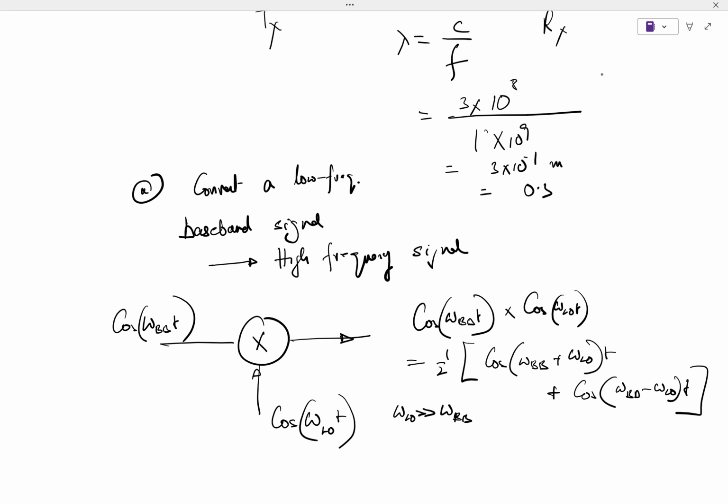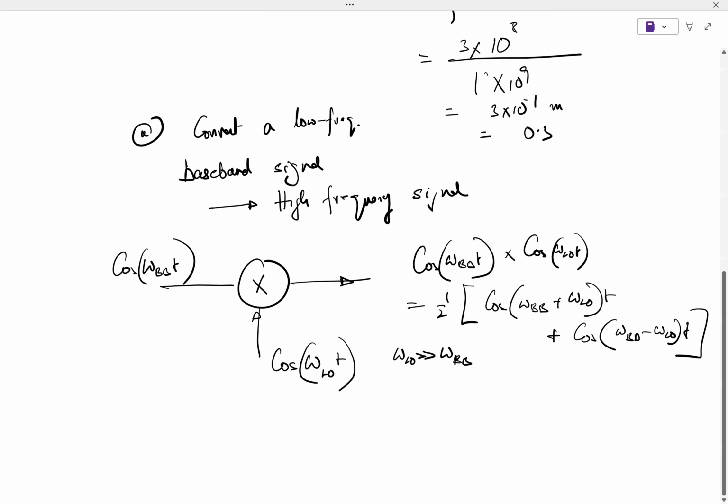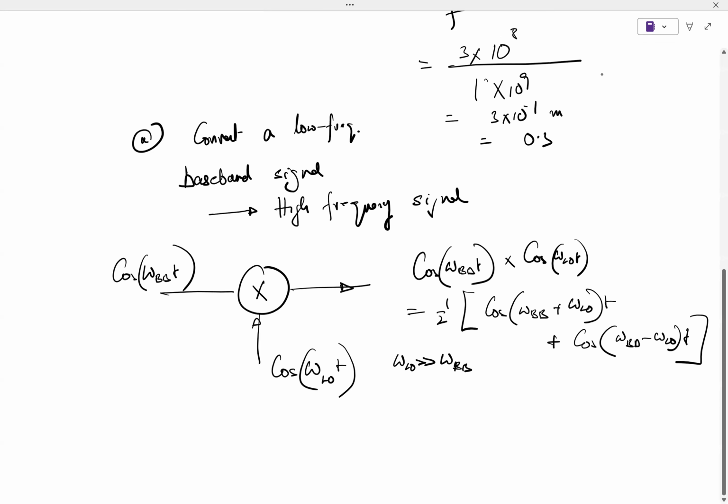Okay. So what can I infer from here? I can infer two things. One, obviously, is the fact that this term is of much higher frequency than omega BB. This is also at a high frequency, because omega LO minus omega BB is much greater than omega BB, so this is also at pretty high frequency, right?